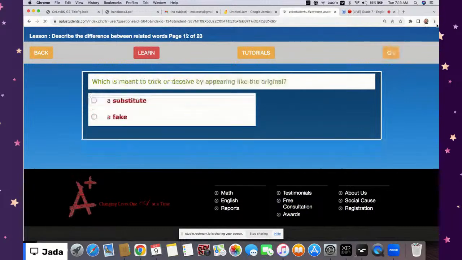That's it for describing the difference between related words. This is quite easy, so you have to make sure that you understand what I said about shades of meaning. And if you've not completed this test, you need to complete that. So we'll move on to the next one.